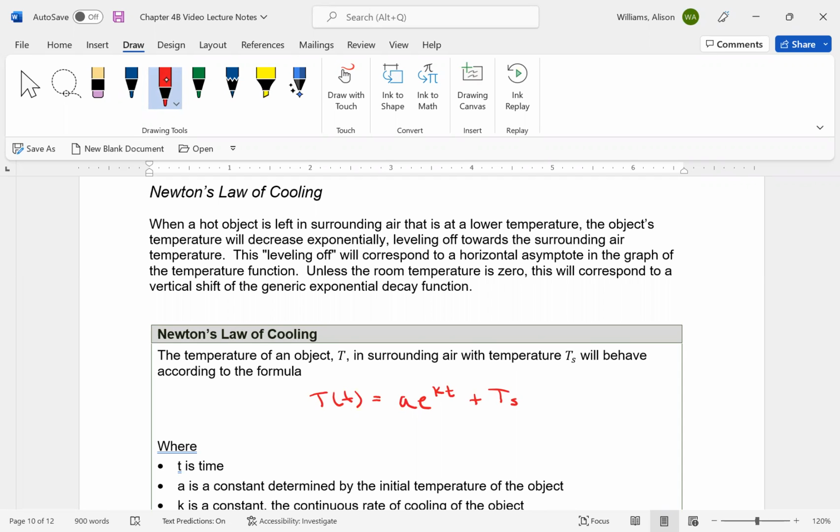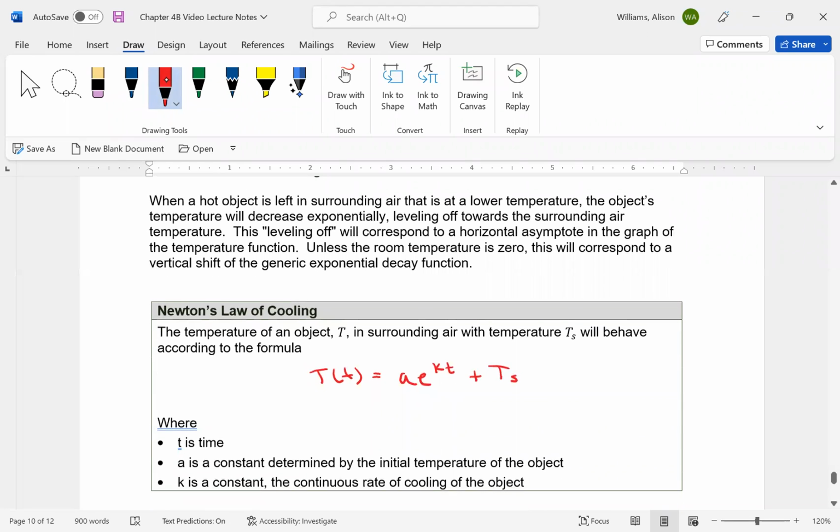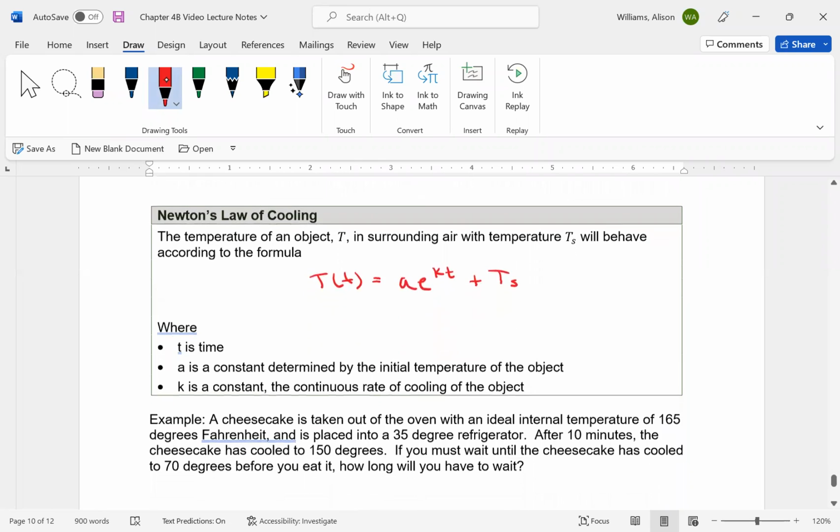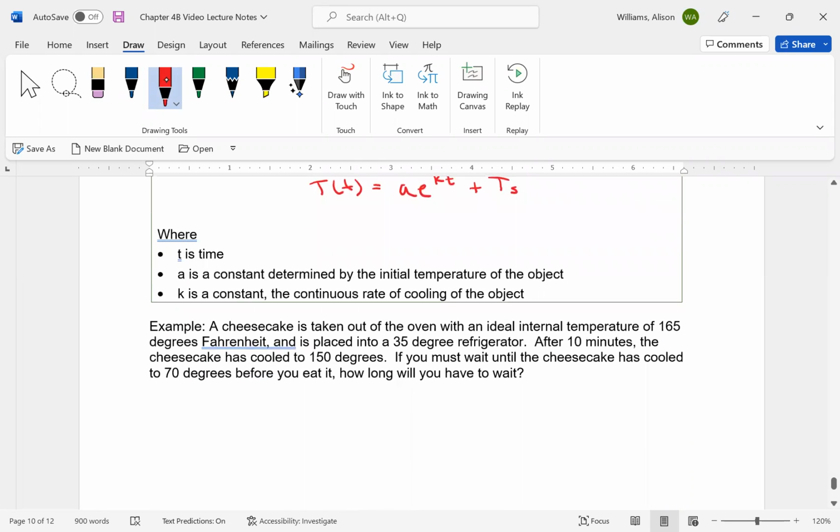So it's using the growth formula, calling R basically K, right? It's that continuous rate of cooling, and T sub S is the surrounding temperature. Okay, so let's look at an example of this.